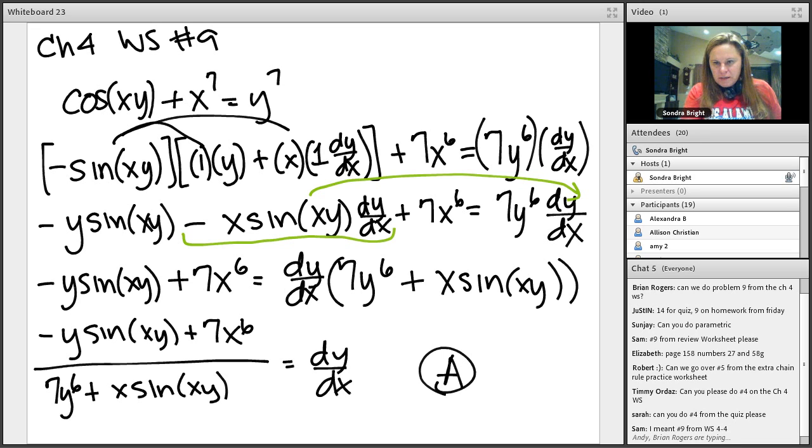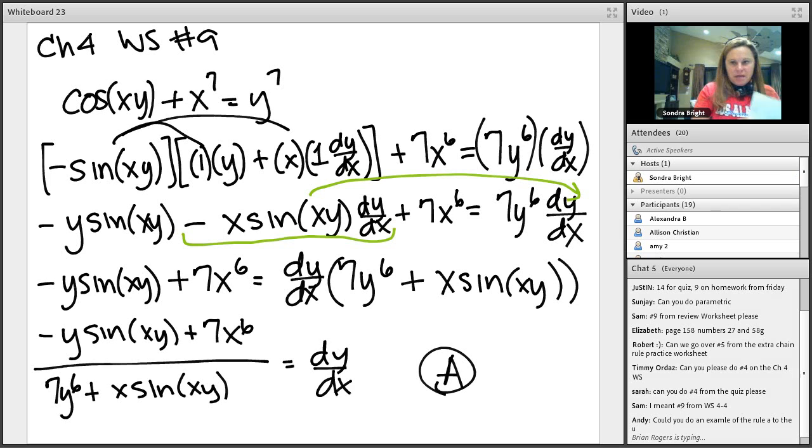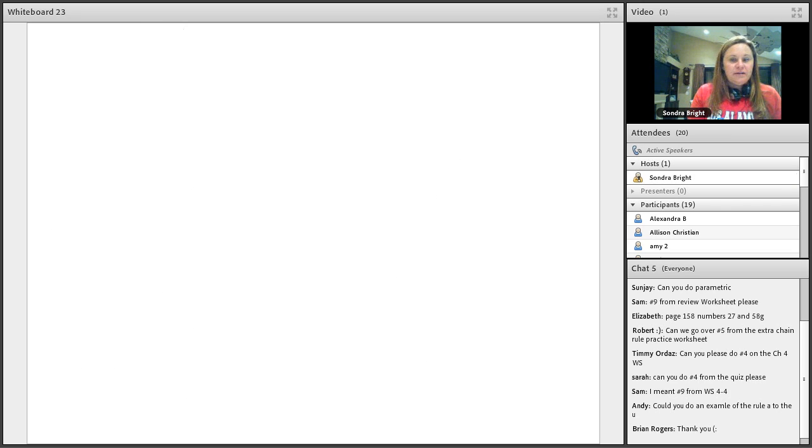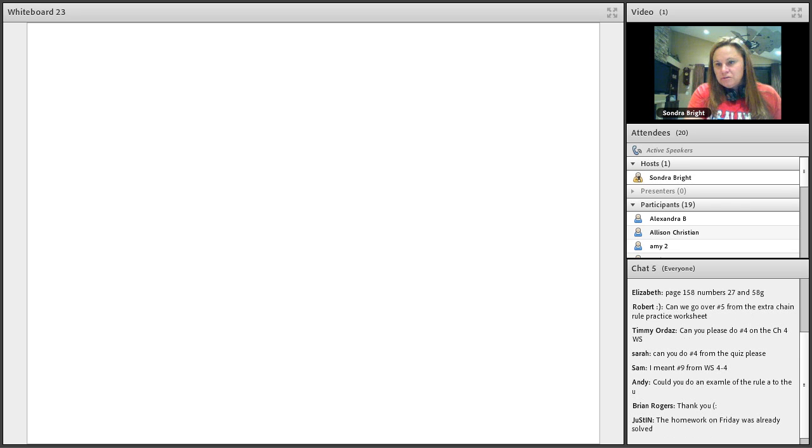All right. 14 for the quiz. And I don't remember which homework was on Friday, and you can't ask me just do parametric. You need to find me actual problems, tell me which worksheet, which page, which number, because it's just too much for me. I'd have to look up which one was the homework on Friday. I'd have to find parametric. It doesn't work. It's too much.